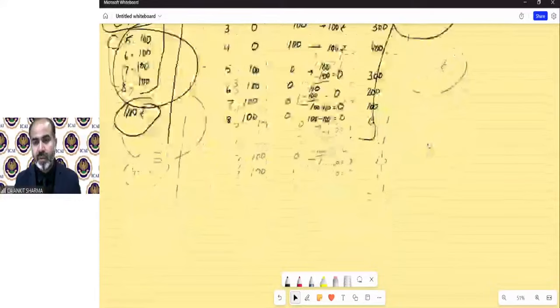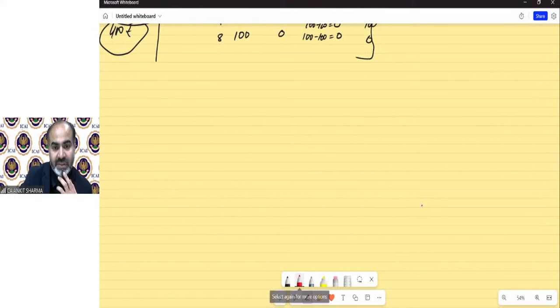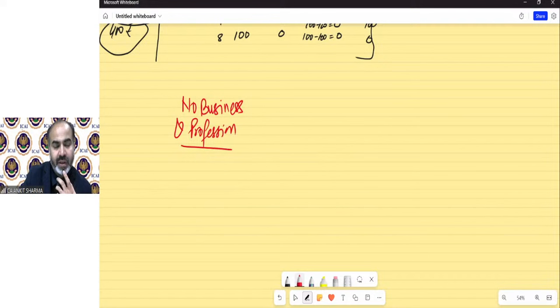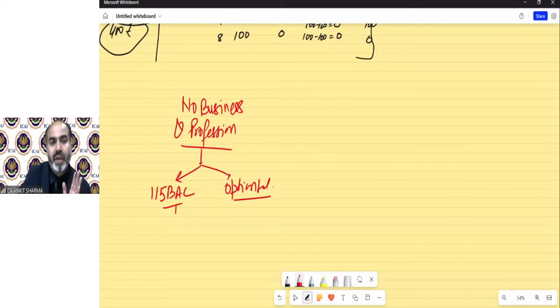So, see, what is it? If you do not have any business income, no business or profession income, then you can choose whether to apply section 115BAC or the optional scheme. Every year you are free to choose.